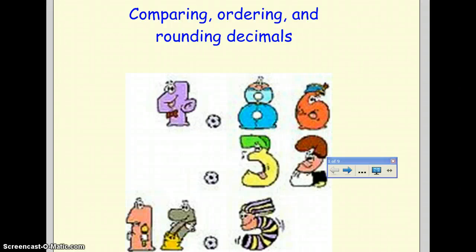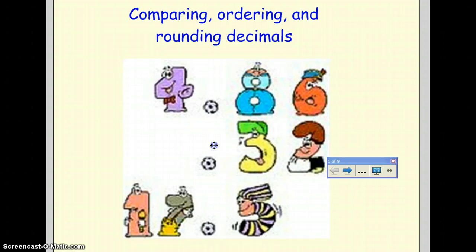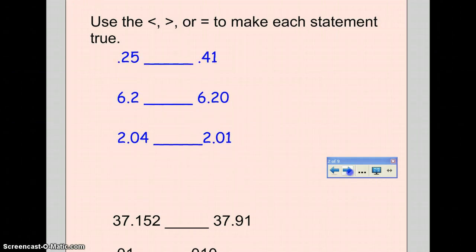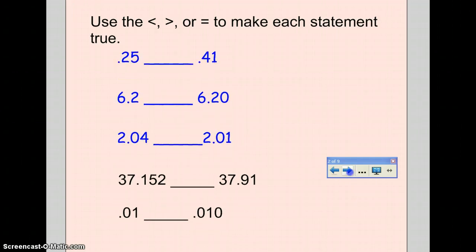Alright, this lesson is on comparing, ordering, and rounding decimals, and a neat little picture here to start off with for you to enjoy. First, we're going to use the less than, greater than, or the equal to sign to make each statement true. You're going to answer these questions. You can see that you've got the difference between these numbers and the difference between these numbers.